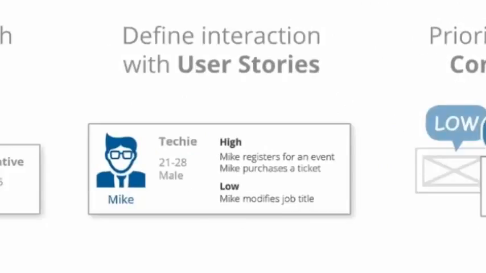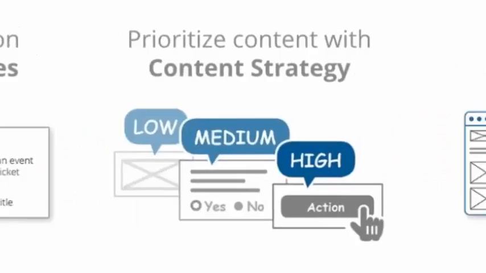And then moving over towards the right there, we start to write stories, or it's sometimes called use cases. Basically, we're trying to define what people are wanting to do with the systems that we're building. So we develop a bunch of user stories for each of those personas. And then we can start to kind of push in and do things like content strategy.